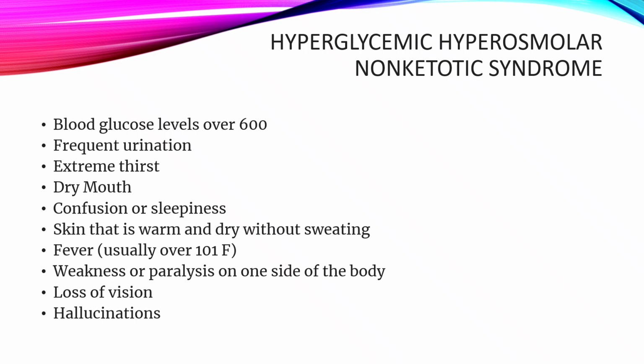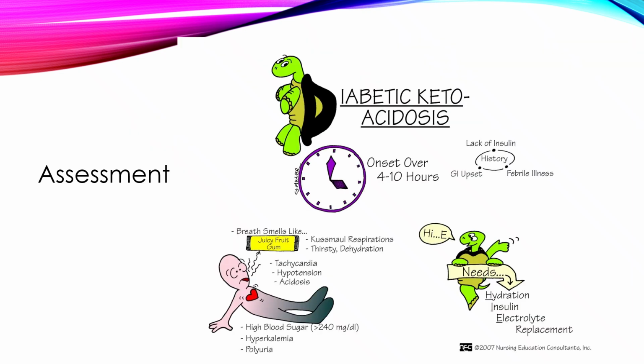Then we have something else called the hyperglycemic, hyperosmotic, non-ketotic syndrome, better known as HHNS. This is also seen in diabetic individuals. So what's the difference? Okay. One of them you will see in type 1. The other one you will see in type 2. But here's the thing, the treatment's going to be absolutely the same.